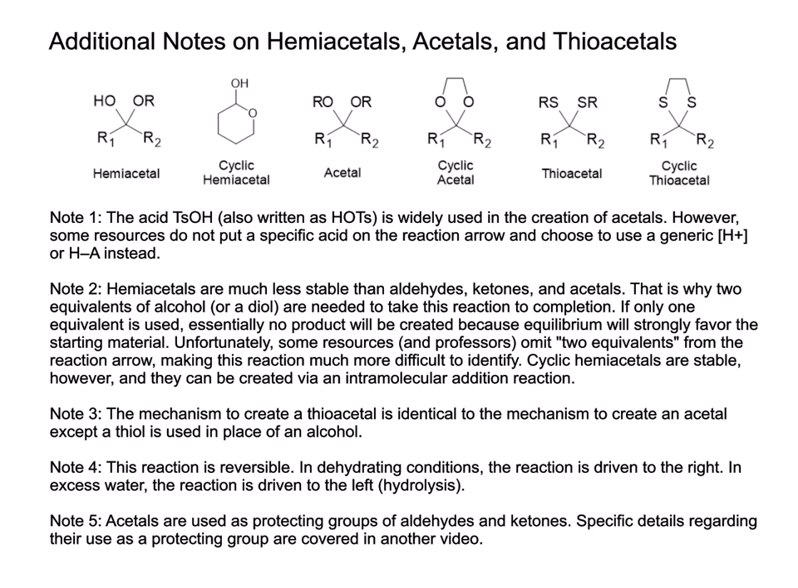Second, and I already mentioned a lot of this when I went over the mechanism, hemiacetals are much less stable than aldehydes and ketones, and also they're less stable than acetals. That's why two equivalents of alcohol, or a diol, are needed to take this reaction to completion. If only one equivalent of alcohol is used, essentially we're going to get no product because equilibrium will strongly favor the starting material. Unfortunately, some resources and professors omit the two equivalents from the reaction arrow, making this reaction much more difficult to identify. On the other hand, there's something called a cyclic hemiacetal, and these are stable, and they can be created via an intramolecular addition reaction, and I'll show that next.